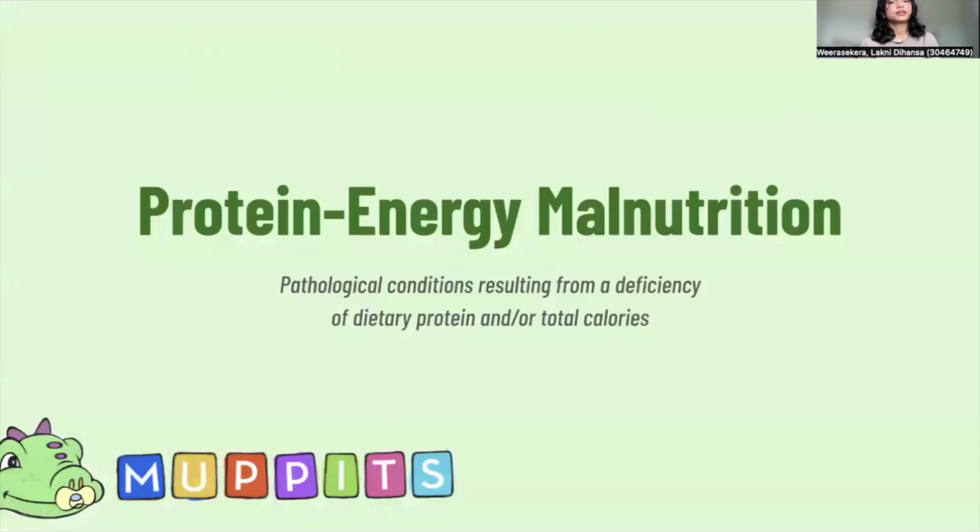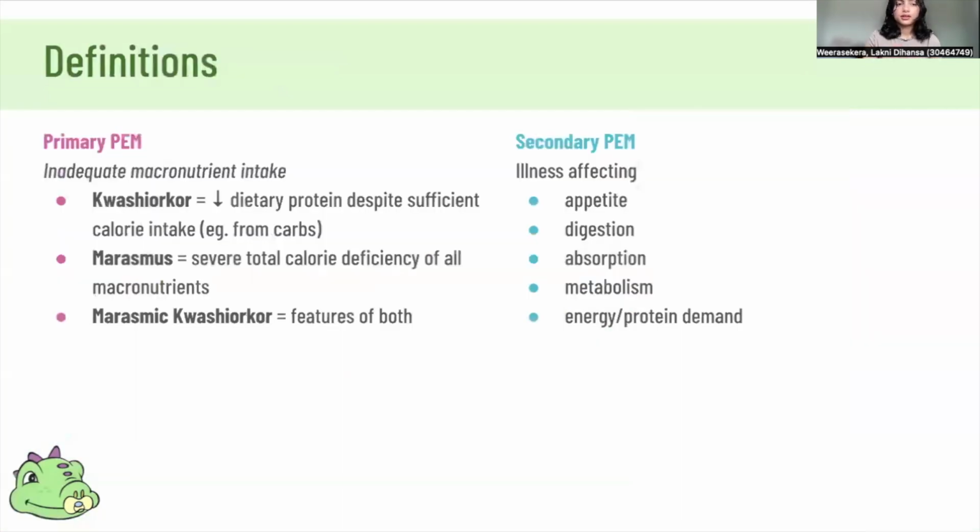Okay, next topic is protein energy malnutrition. So this is a group of pathological conditions that come from a deficiency of dietary protein and/or total calories. There are different types, but I won't go into that in detail. You are more than welcome to have a read about it, but essentially primary protein energy malnutrition comes from inadequate macronutrient intake, and secondary comes from some other illness affecting the macronutrient content. So changes in appetite, changes in digestion, changes in absorption, metabolism, and the energy to protein demand.